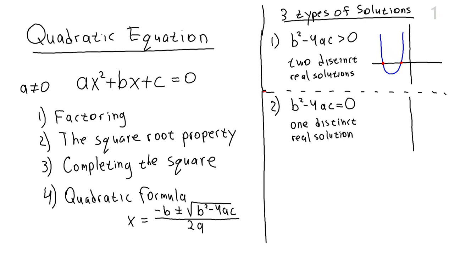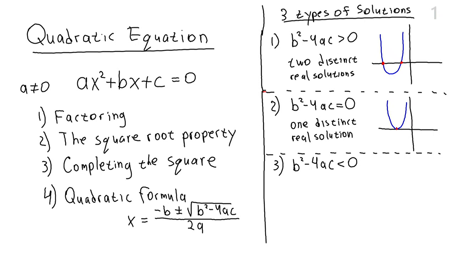If we were to graph a parabola that has this property, it would look like this. It would just barely touch the x-axis at that one real solution, and we will not touch the x-axis at any other point. The third type of solution that can happen in a quadratic equation is when what's under the square root sign is negative. When that is negative, the square root of a negative number gives us complex numbers.